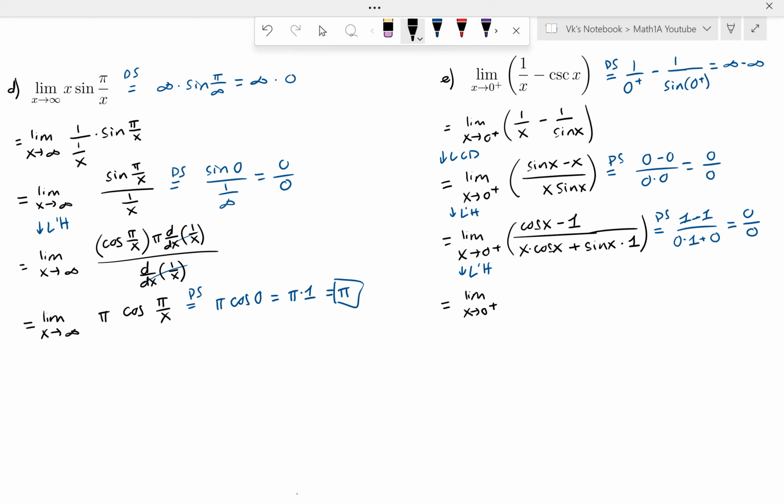Limit as x goes to 0 from the right side. The derivative of cosine x minus 1 is negative sine x, over, well, by the product rule, x times negative sine x plus cosine x times 1, minus the derivative of sine, which is cosine. Oh, that's plus cosine x. This looks good though, because if you look at the denominator, when we do the sub, it is no longer 0. And when the denominator is no longer 0, that is it. We are getting the limit.